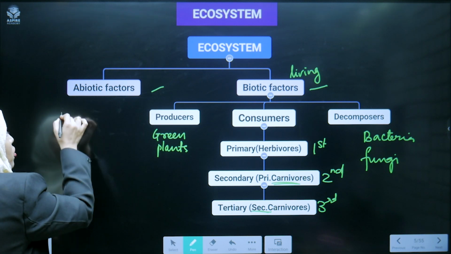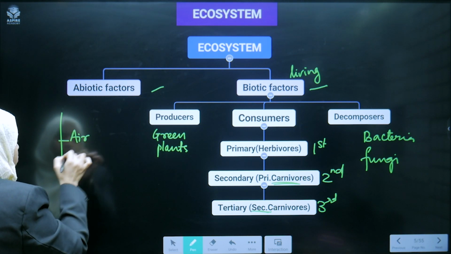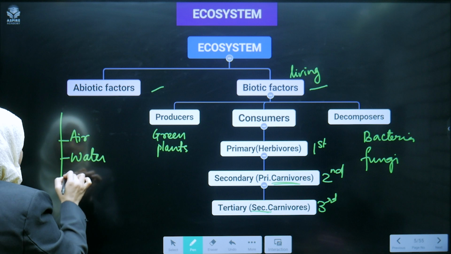And in abiotic factors we can name air, water, sunlight.